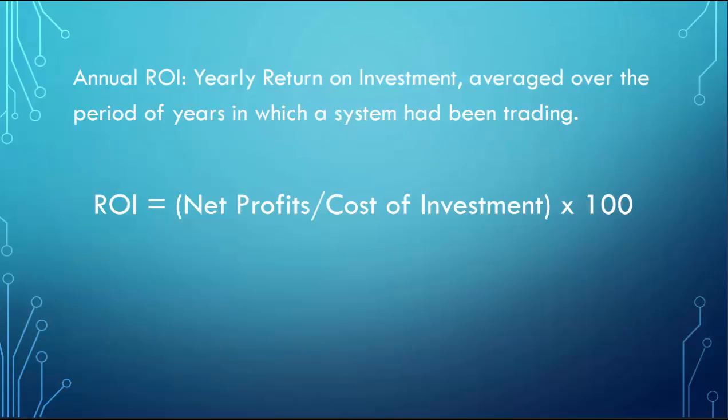ROI stands for return on investment. So annual ROI is a yearly return on investment averaged over the period of years in which a system had been trading. The formula for ROI is net profits divided by the cost of investment, and that figure times 100.